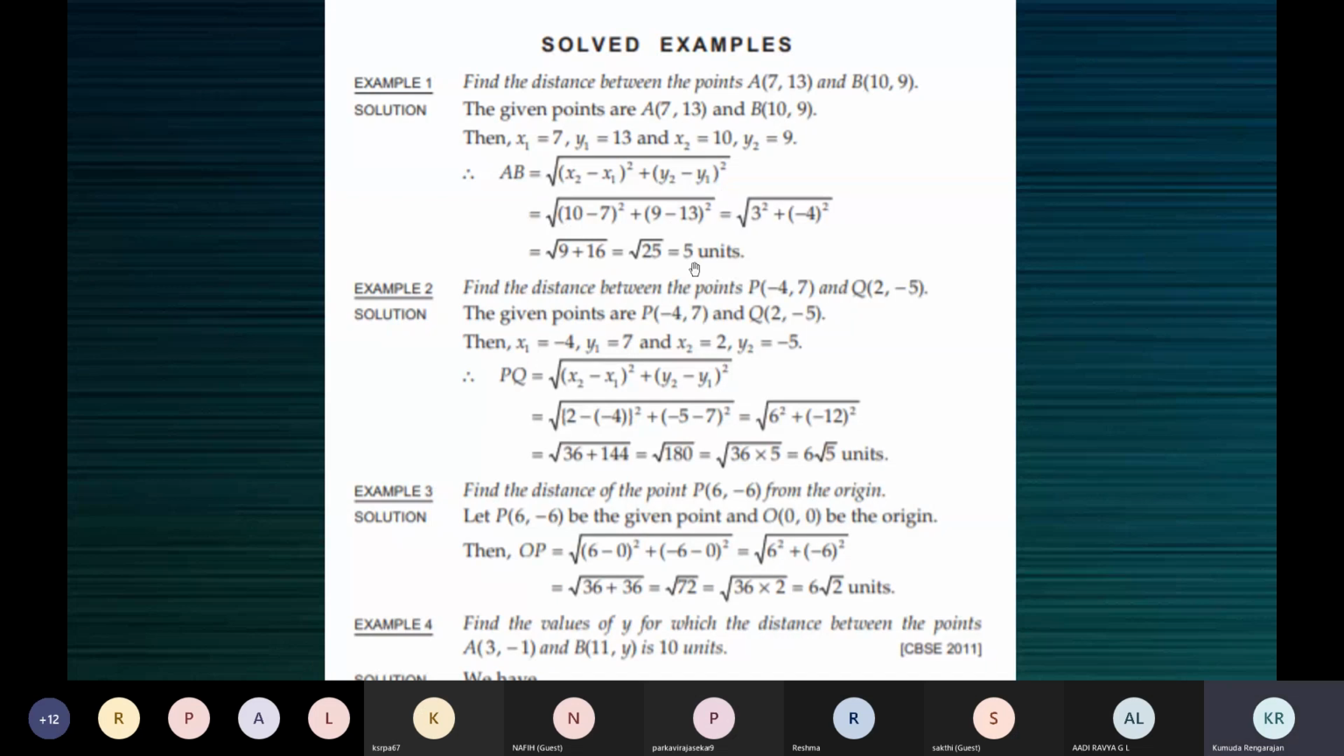Then you know how to simplify. And the length of this line segment AB is 5 units. So you don't have to worry whether you should call this one x1, y1 or that one x1, y1, nothing like that. Don't worry about which point should be called x1, y1 and which should be called x2, y2. It's simply the difference squared.